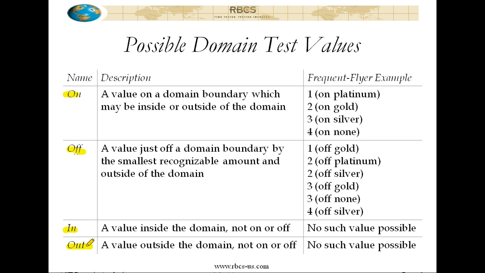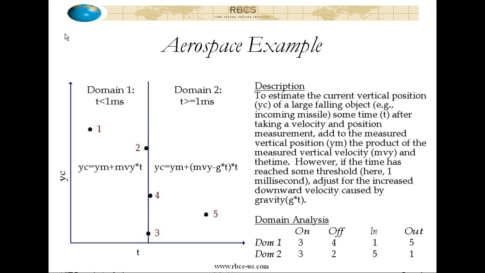Now, in the case of the frequent flyer example that we just looked at, there are no values inside of the domains or outside of the domains because, as I showed, you're either in one line or you're in another, so you can't be in between. But you're going to see in just a minute a way in which you could indeed be in between, which is this one here.